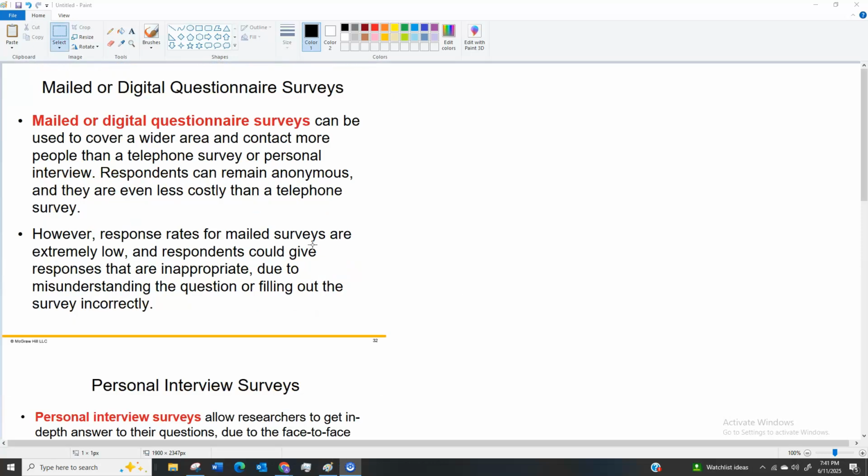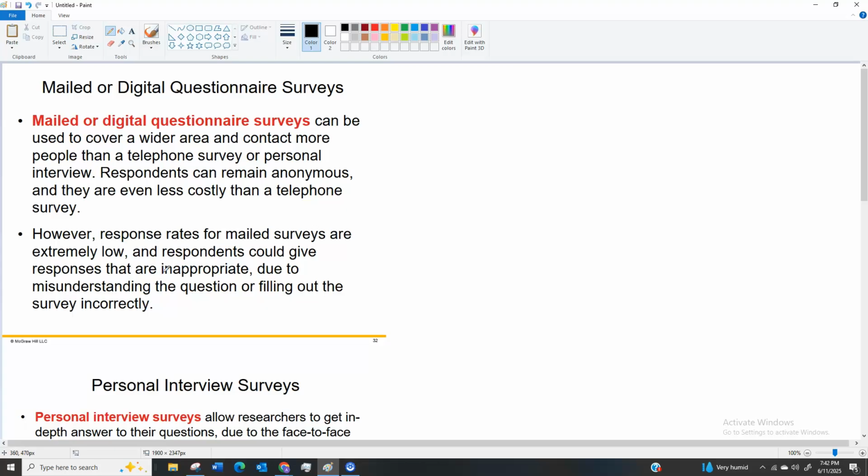So the third type of typical survey would be a mailed or digital questionnaire survey. And mailed could be emailed also. So some sort of digital questionnaire, mailed questionnaire. You can get a wide area. You can contact a lot of people with a mailed or a digital questionnaire. And the respondents can remain anonymous. And it's also fairly cheap, much cheaper than an in-person or a telephone survey. However, the problem is that the response rates for mailed surveys or digital surveys are really low.